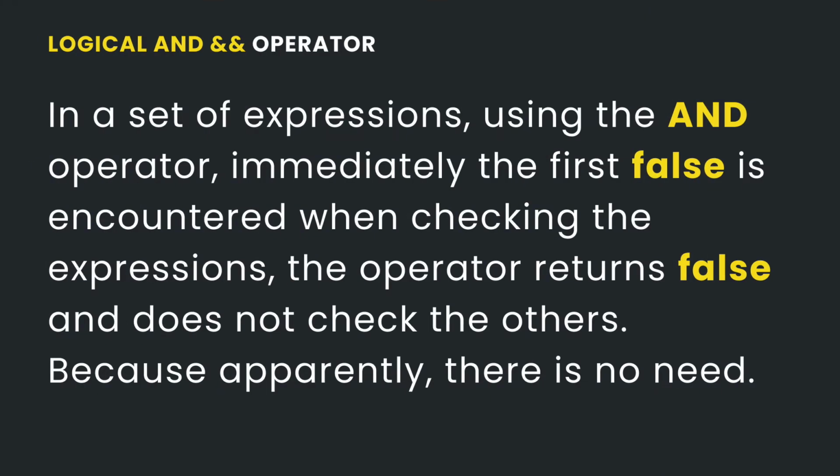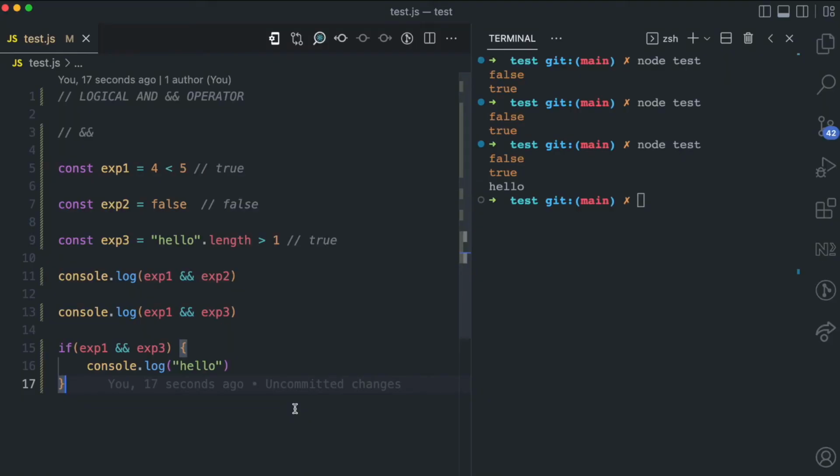With the AND operator, immediately the first false expression is encountered when checking the set of expressions, the operator would return false and it does not check the remaining expressions. This is because there is no need to check the other expressions. It already found a false, so the set of expressions would be evaluated to false. I'll show you another example here to buttress my explanation.